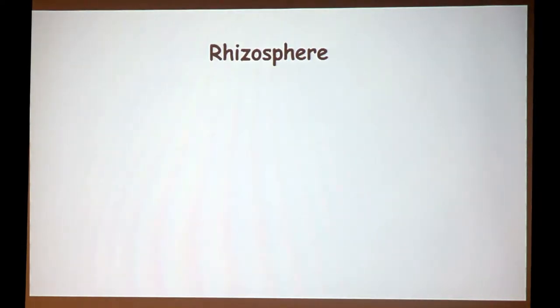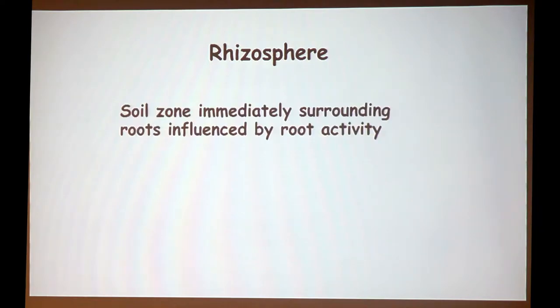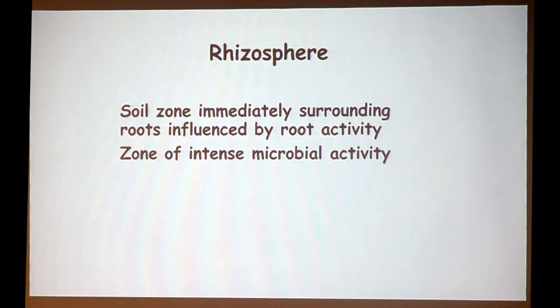And this area right around the plant root is called the rhizosphere. I'm sure all of you have heard that term. It is the soil zone immediately around plant roots that is impacted by the physiology of the root. So this is a root function that has really begun to come to the limelight, I think, of understanding how these systems work, and really points out the importance of having good, healthy roots. This is a zone of intense microbial activity.